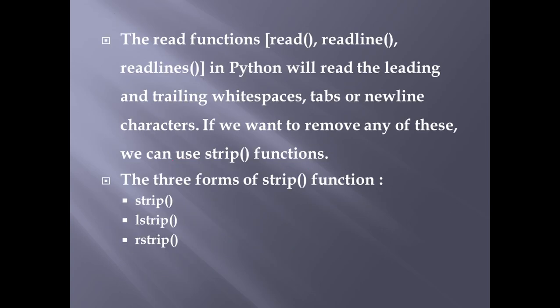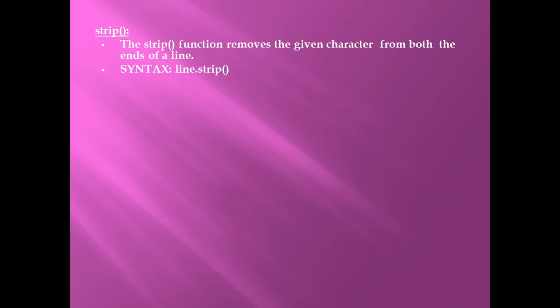The read functions in Python, that is read(), readline(), and readlines(), will always read all the leading and trailing white spaces, tab characters and the new line characters. In some situations, we may want to avoid the reading of these characters. So in those situations, we can use the strip functions. The three forms of strip functions are strip(), lstrip(), rstrip(). The strip() function will remove the given character from both the ends of a line.